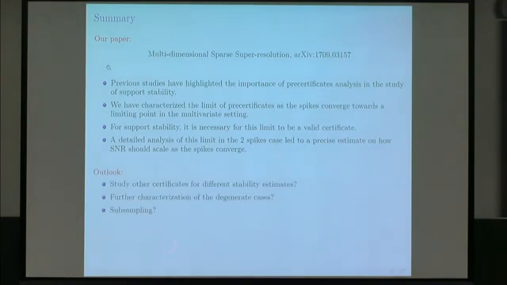So some things that we're currently looking at, we're looking at the study of other certificates for different stability estimates. What you see is that in the case of, say, Gaussian mixture, you don't have support stability when the variance in your means is too large, but you may have some kind of integral stability. So it'll be interesting to look at other certificates and look at the limit to see what you can say about stability in the case where you don't have support stability.